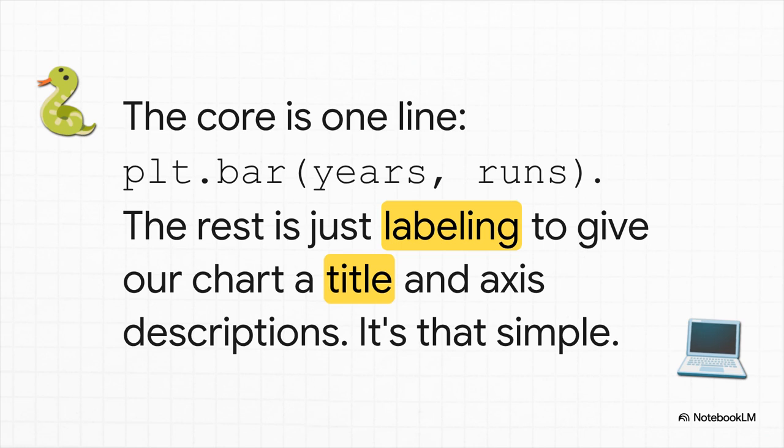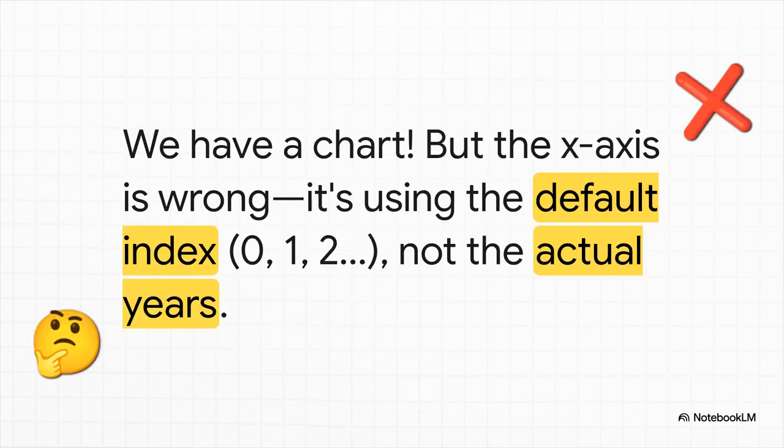To actually see the story hidden in these numbers, we need to give them some visual shape. And turning this table into a chart is surprisingly easy. The real heart of it is just that one line, plt.bar. We just pass in our years and our runs. The rest of this is really just cleanup. Giving our chart a title and telling people what the X and Y axes actually mean. And boom, we've got a chart.